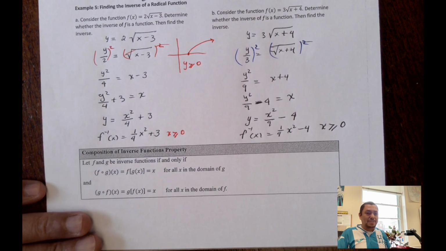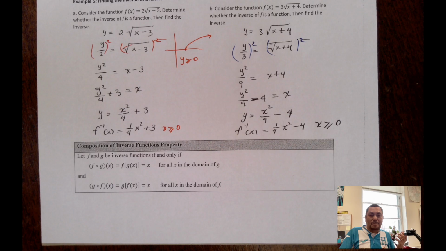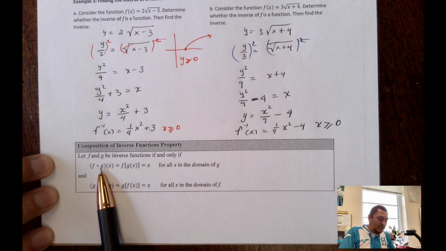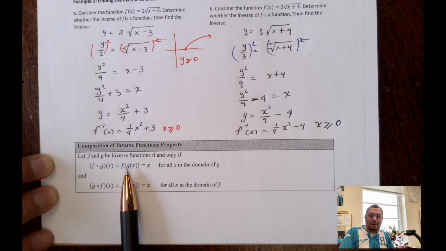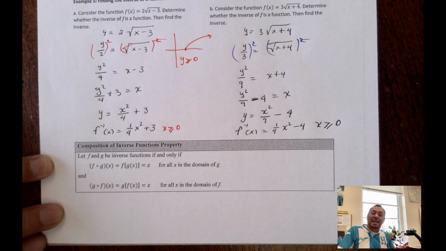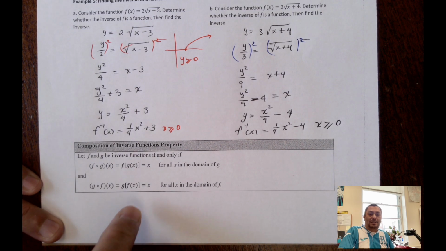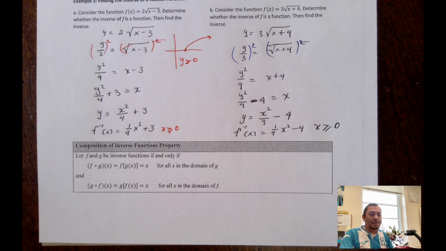No negative numbers. Now we're going to do composite functions, composite of inverse functions properties. We solved one example at the beginning where f composite g of x, f of g of x, equals x for all x in the domain of g. And if we reverse that operation, we're going to get also x. So we're going to practice that one in a moment.